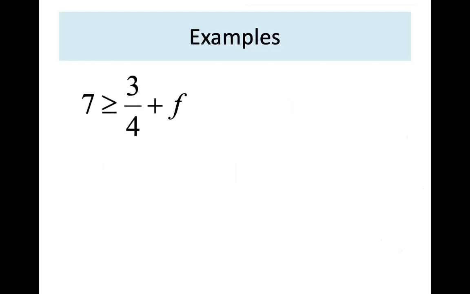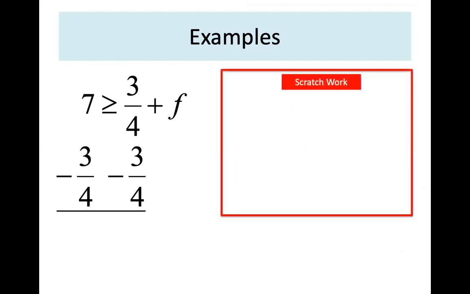One more. Let's see. F's on the right side this time. I got rid of a positive 3/4, so I'd subtract 3/4. This one really does require scratch work. Okay, so I got to write 7 minus 3/4. So I'm going to write 7 as 7/1. Common denominator is 4, so 4 times 7, 4 times 1 gives me 28 over 4. Anybody lost on the one I just did right there?